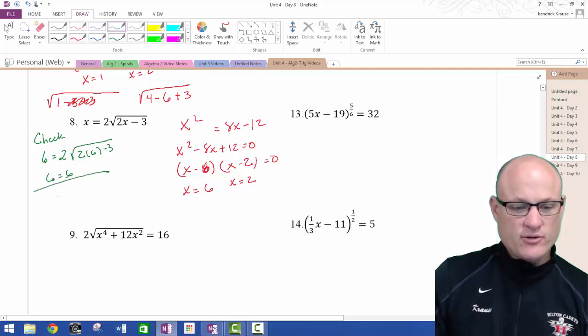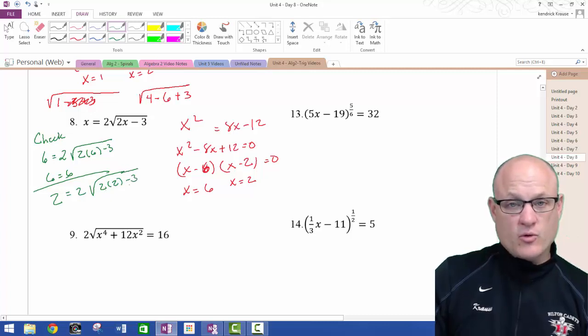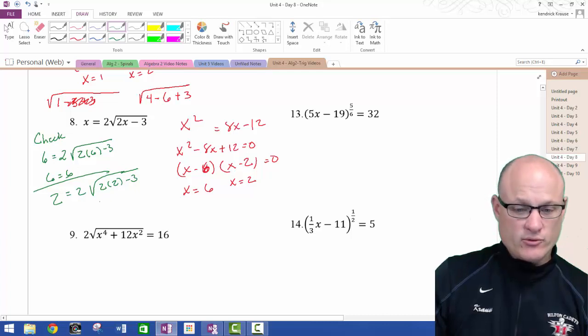Good. Now let's try 2. Does 2 equal 2 times the square root of 2 times 2 minus 3? 2 times 2 is 4. 4 minus 3 is 1. The square root of 1 is 1. 1 times 2 is 2. So they both work. Good.